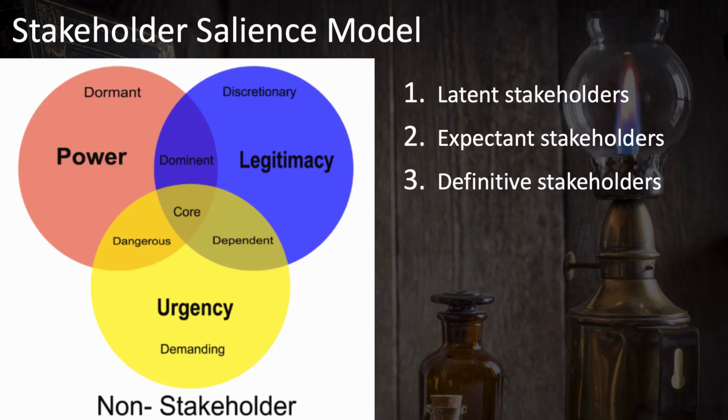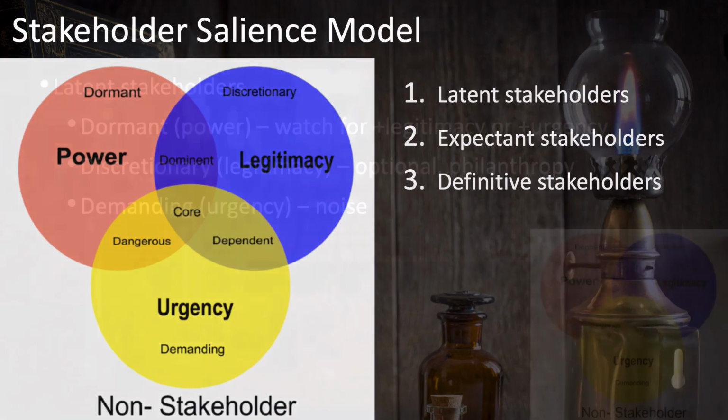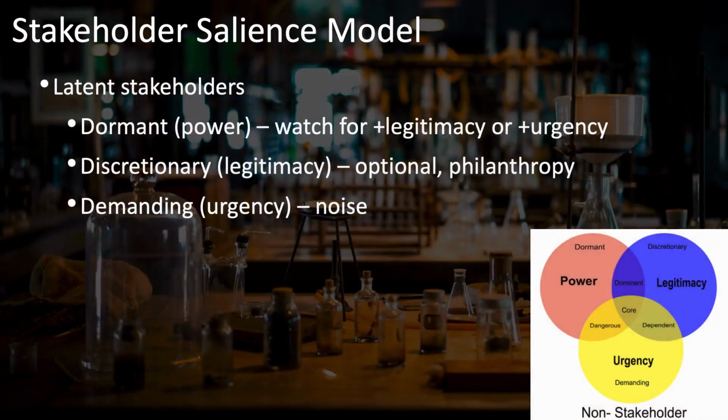Again, you can put all this into a spreadsheet with some formulas and some conditional formatting to give you the highlighting and attention that you want to give it. First, let's take a look at the latent stakeholders in the salience model. Latent stakeholders are those that have only one of these three attributes of power, legitimacy, or urgency.